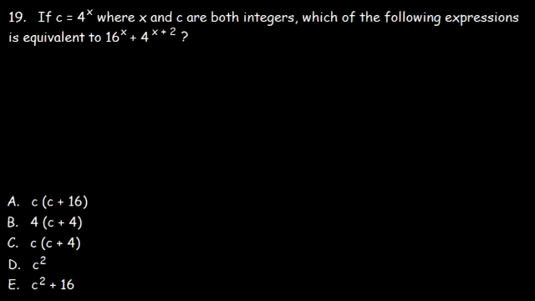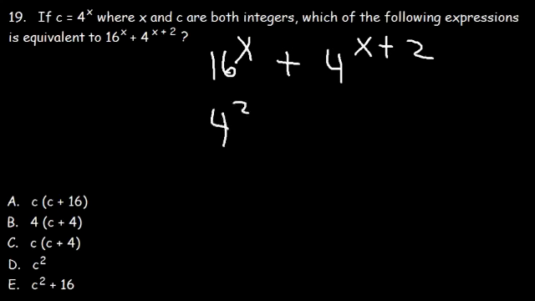Let's start with the expression 16 raised to the x times 4 raised to the x plus 2. Now, we can rewrite 16 as 4 squared. In order to convert x into c, we need the base 4. So let's convert 16 into base 4. So 16 is 4 squared.